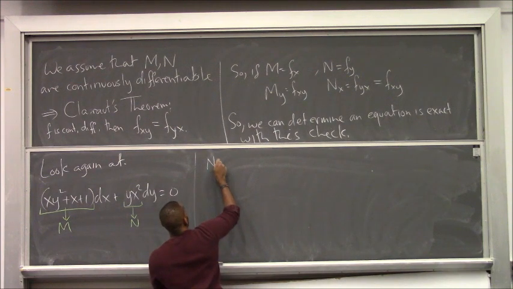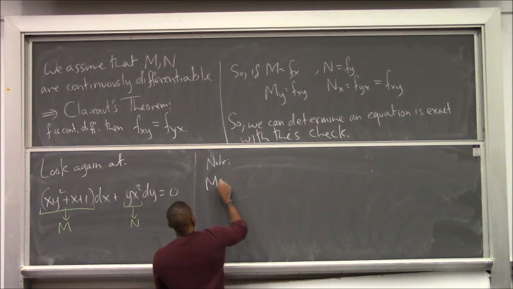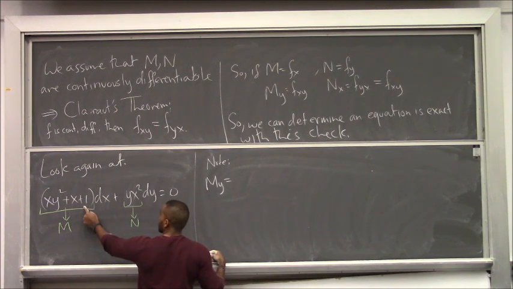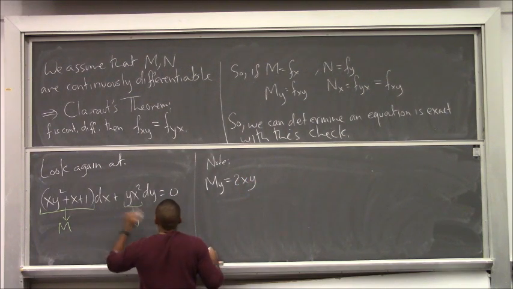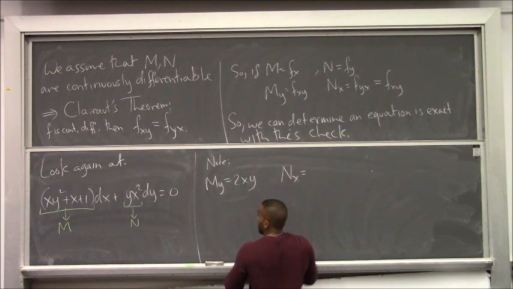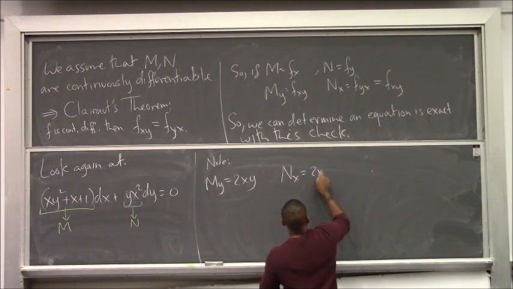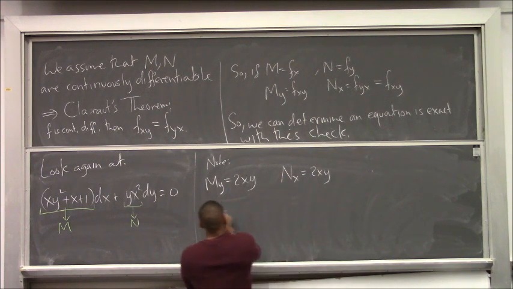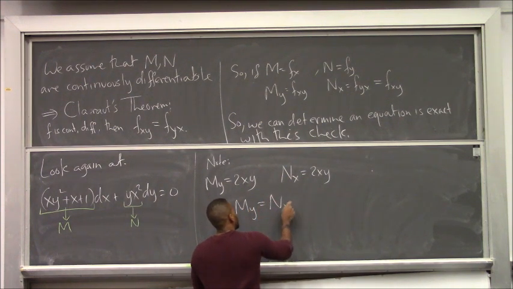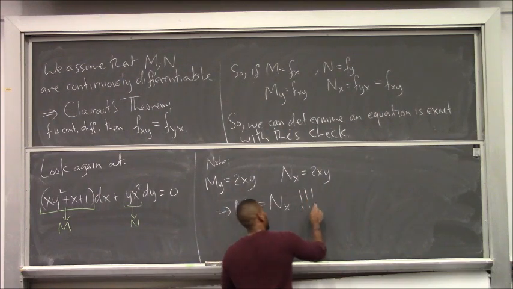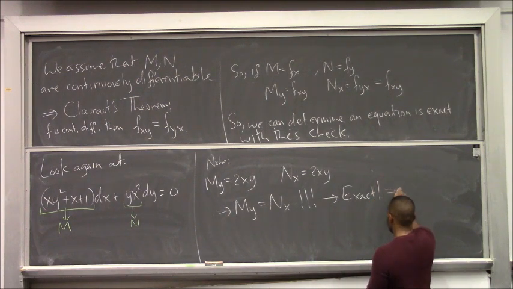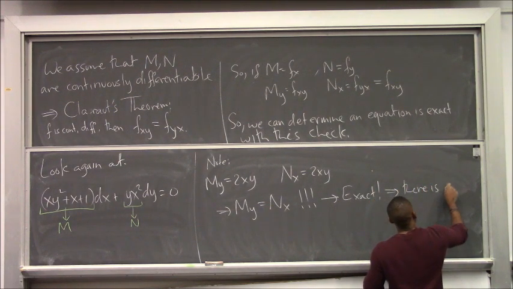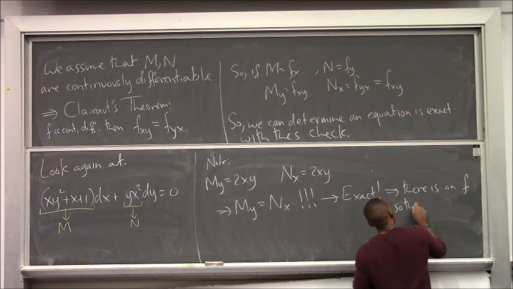Note, if I take the partial of M with respect to y, what would I get here? 2xy. That's it, right? And then if I take the partial with respect to x, what would I get? 2x. So this means M_y equals N_x, and that means exact. That means there is an f, so that f equals c solves the ODE.